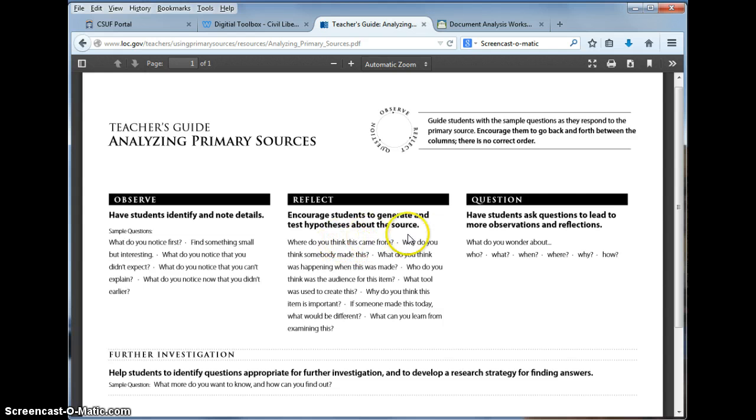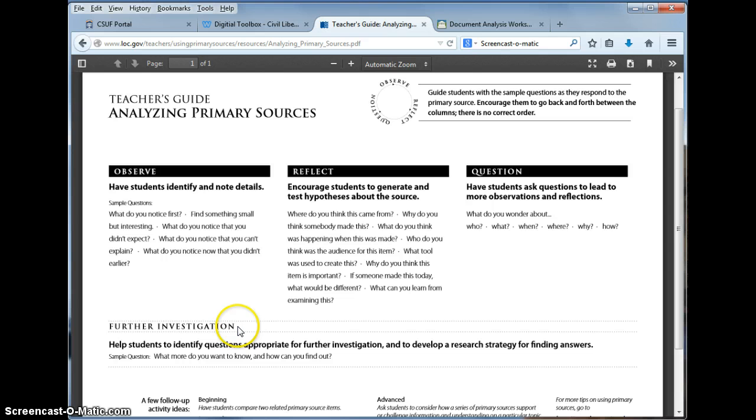And then we move on to the question category. So have students ask questions to lead to more observations and reflections. So, what do you wonder about? Who, what, when, where, why, and how. And then here we have this category known as further investigation. So it helps students to identify questions appropriate for further investigation and to develop a research strategy for finding answers.